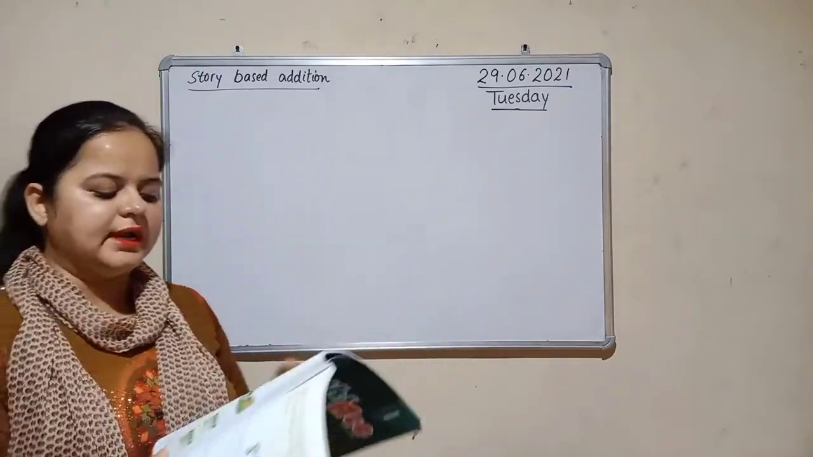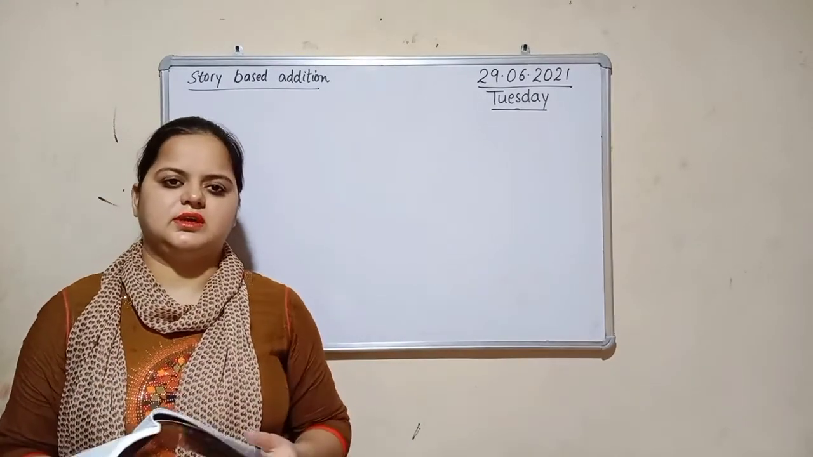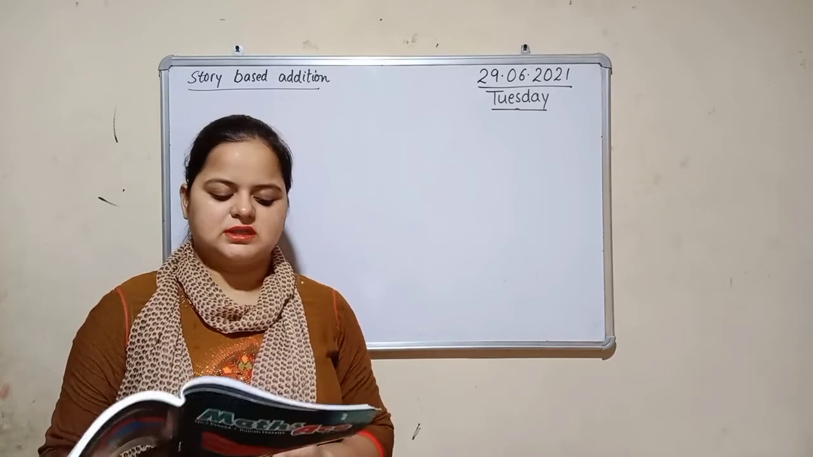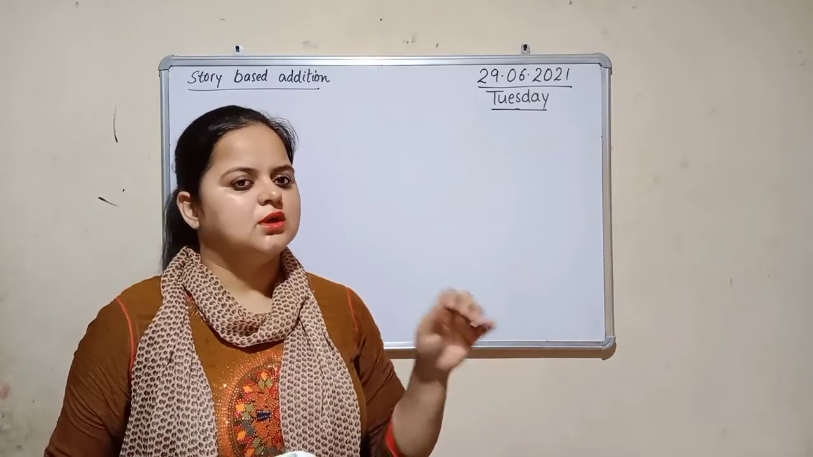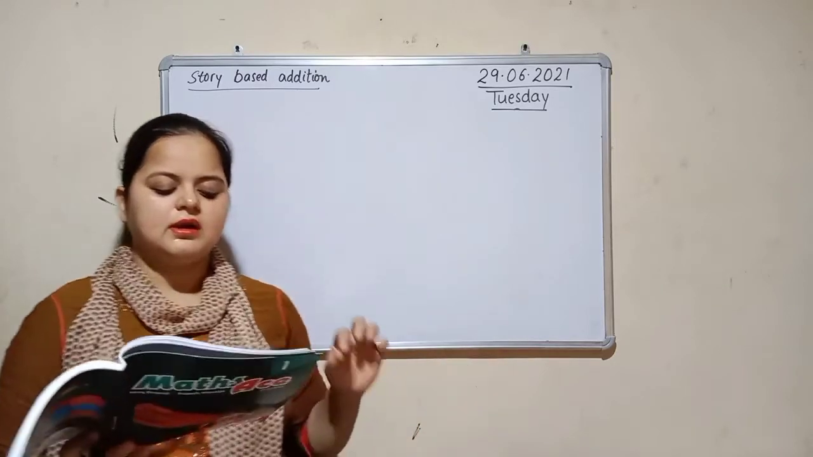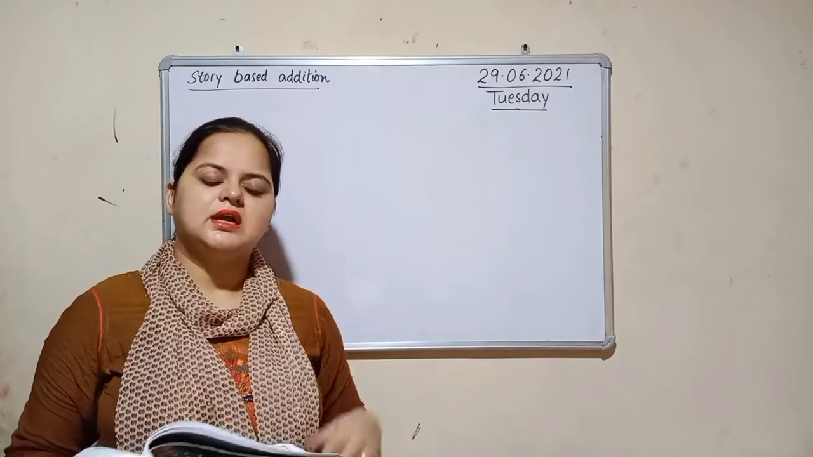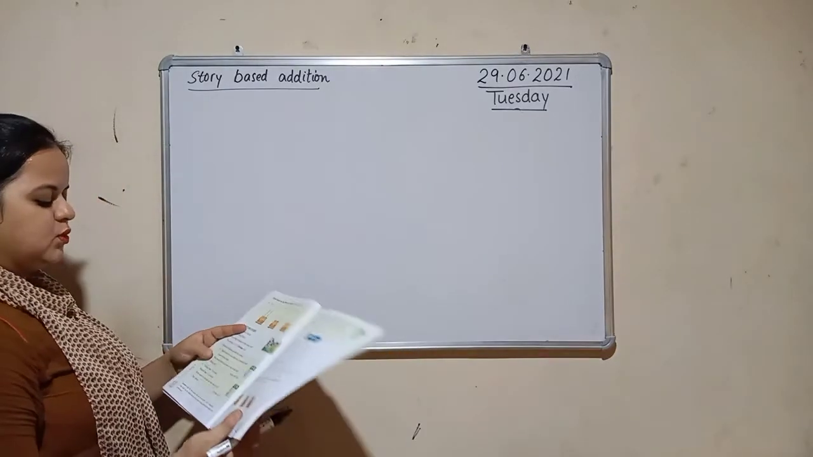Now we will do this sum. There were 9 birds sitting on a branch of a tree. Tree की branch पर 9 birds हैं. 3 more birds came. 3 birds और आ जाते हैं वहां पर. How many birds are now sitting on the tree? अब tree पर कितने birds हैं? So how will we do it?